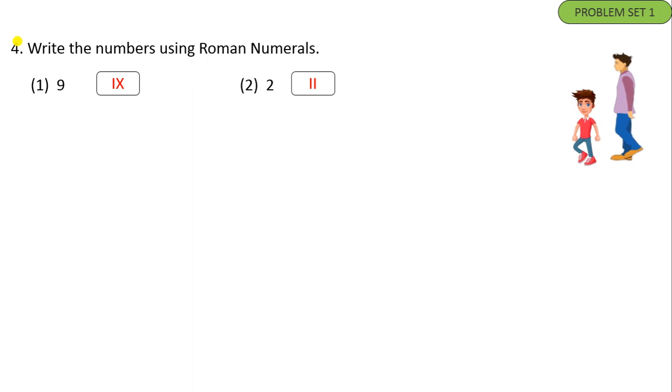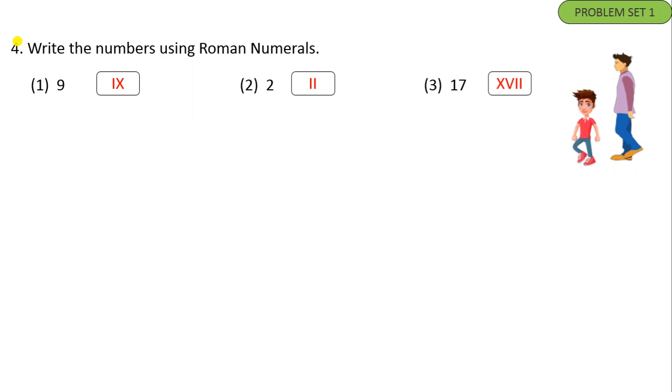Rahul, can you tell the answers of the next questions? Yes, teacher, I will try. Teacher, the next one is 17. So, I will distribute it in groups, that is 10 plus 5 plus 2. And then it will be written in Roman numerals as XVII. Yes, it is correct. Thank you, teacher.